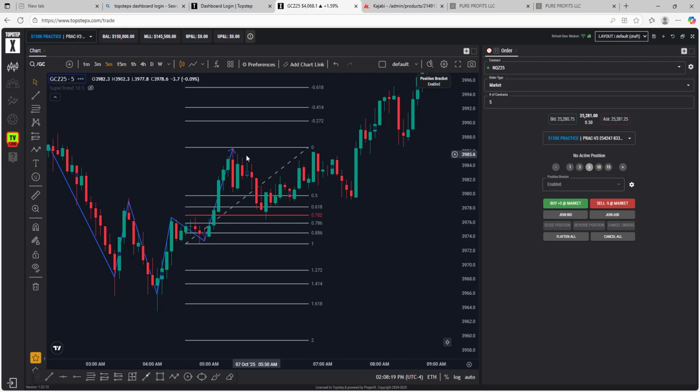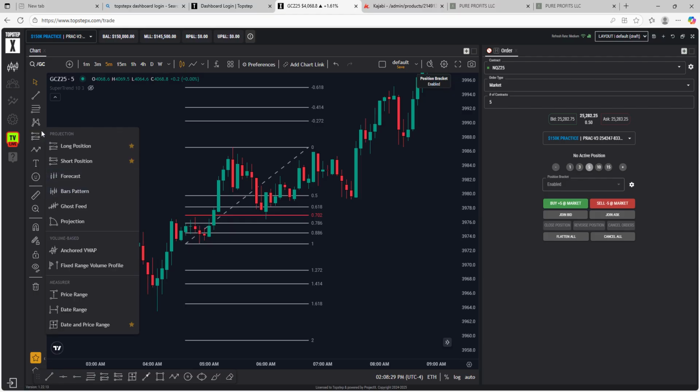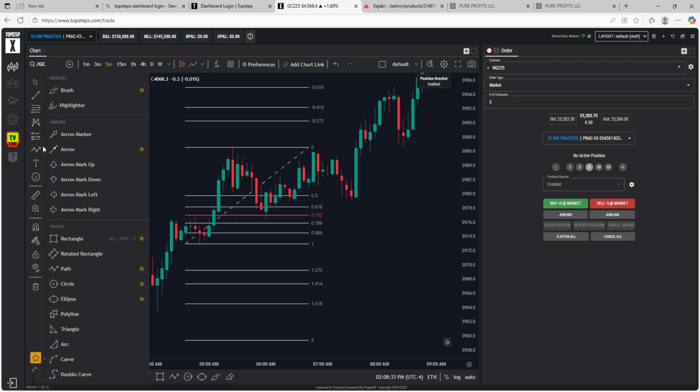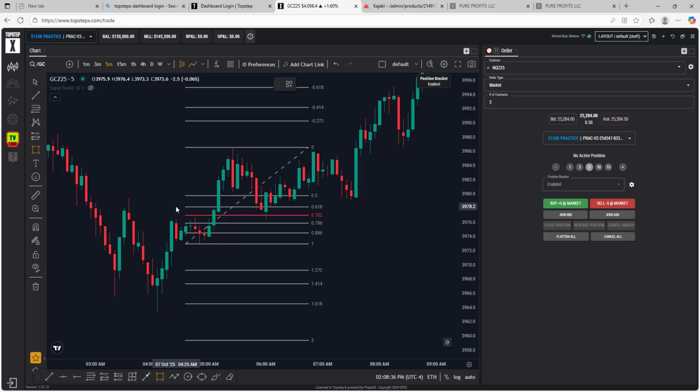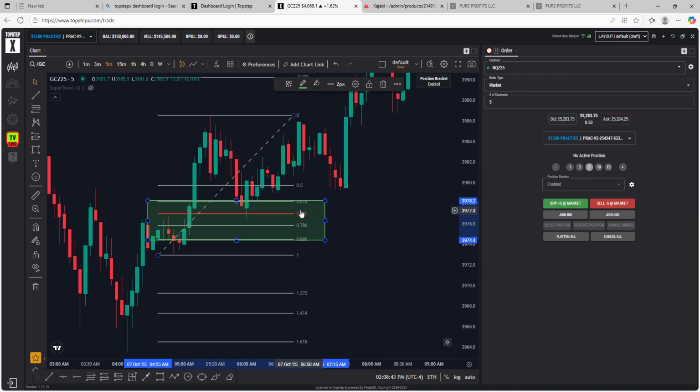Let's clear this out now that we've identified structure. All right, so let's go ahead and look at our zone here. Oh, where's my rectangle tool? There we go. All right, 618 to the 886, preferably the 702. That's why it's highlighted red. As y'all can see, price went up and pulled back right after the break of structure that we marked up.